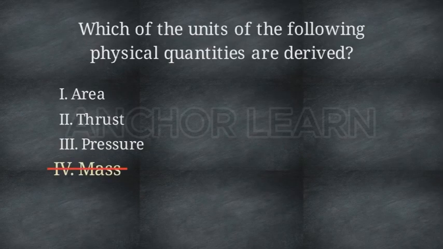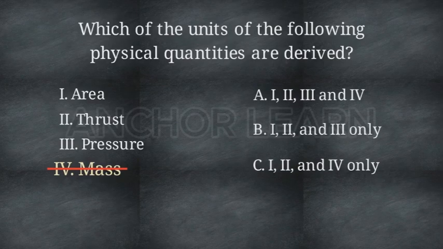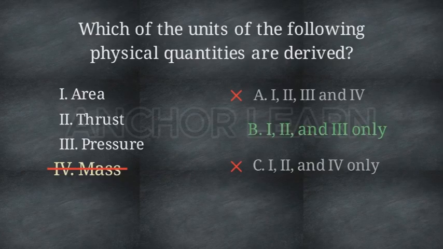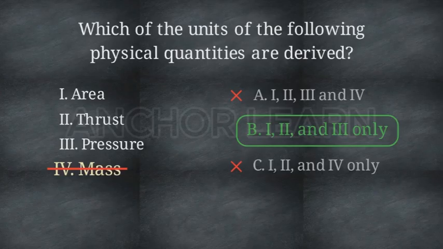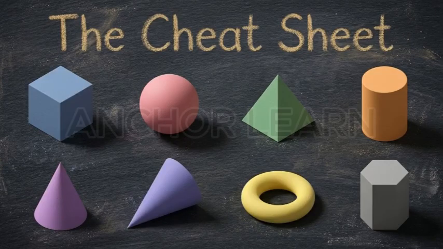Look at item 4. Mass is one of the 7 fundamental building blocks we identified earlier. It is not derived. Because mass is fundamental, any option that contains Roman numeral 4 is incorrect. Removing those choices leaves only option B. Mastery of these 7 fundamental ingredients allows you to deconstruct any complex unit the examiner presents.